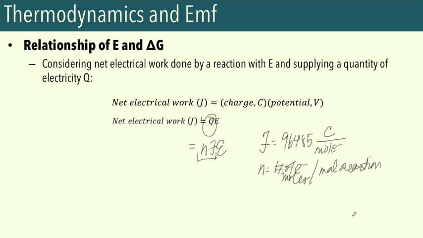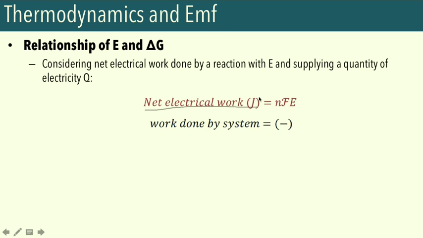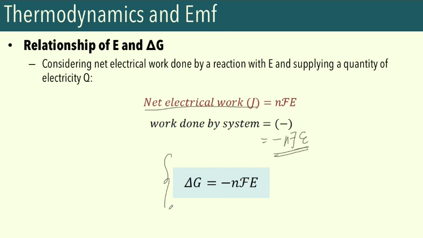So we could relate the net electrical work in our reaction by recalling the definition of Gibbs free energy. This net electrical work is the work done by the system, so we could affix a negative sign just for convention's sake. Recall again that we define Gibbs free energy as the total non-pressure-volume work done by the system. That means this work done by the system, which is negative nFE, is essentially our Gibbs free energy change of our system. This equation is very important because it relates thermodynamic parameters such as Gibbs free energy with electrochemistry. The net electrical work done by the reaction is given by negative nF times the cell potential. We can see that this is consistent with our earlier analysis.